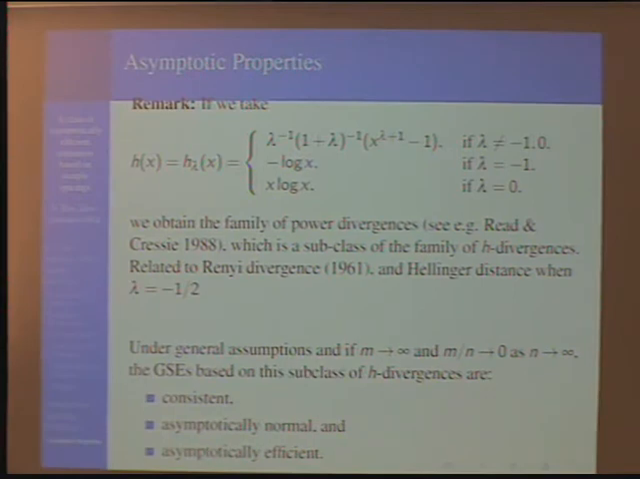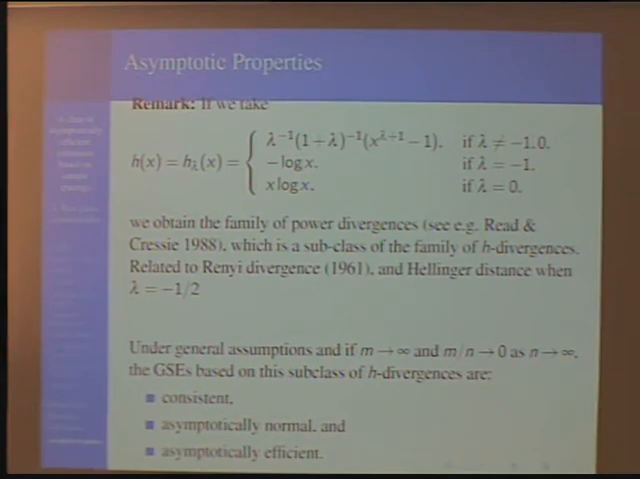And then we show that under general assumptions, if m goes to infinity and m over n goes to 0 as n tends to infinity, then the GSEs based on this subclass of H divergence, this particular minimum power divergence that we're talking about, are shown to be consistent, asymptotically normal, and asymptotically efficient. Asymptotic normality and consistency are known, but they are all asymptotically efficient.